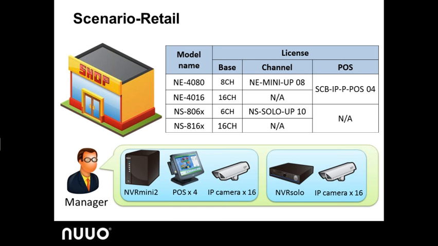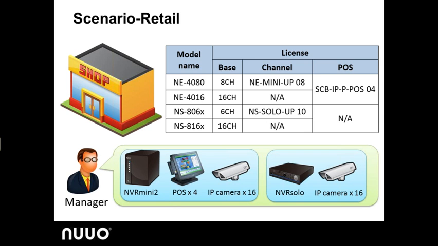Well, let's start to talk about the new product license. Assume you are a supermarket manager. Your boss asks you to use the new product to design a surveillance system in their shop. In this case, there are 32 cameras and 4 POS registers. You also decide to purchase 2 NVRs to accomplish this. One is NVR Mini 2, which connects 16 cameras and 4 POS registers. Another is NVR Solo, which connects 16 cameras only.